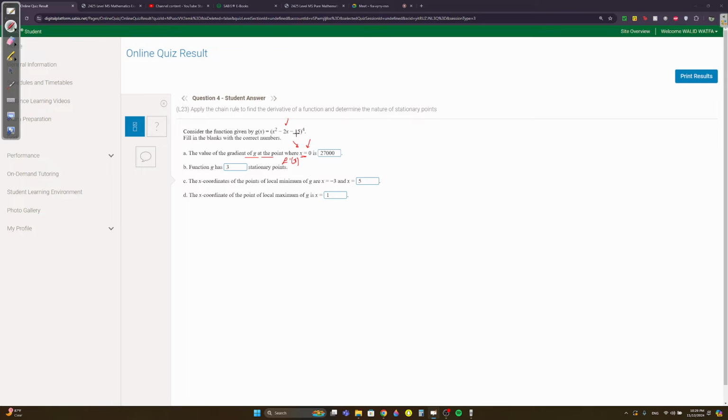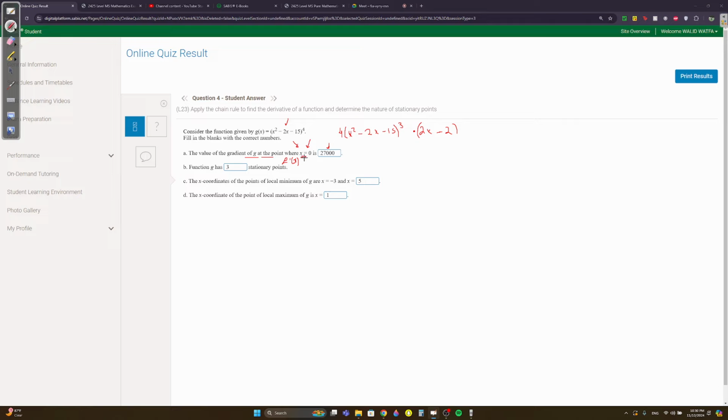Let's find the derivative. Since there's more than one term under the power, we obviously need to use what rule? Chain rule, right? And the chain rule states that the derivative is equal to the derivative of the outside times the derivative of the inside, right? So let's see the chain rule. Derivative of the outside, 4x squared minus 2x minus 15 to the power of 3, because you reduce it by 1. Multiplied by the derivative of the inside, 2 times 1, 2x. 1 times minus 2 is minus 2, right? So you can just substitute 0, and you're going to get 27,000.